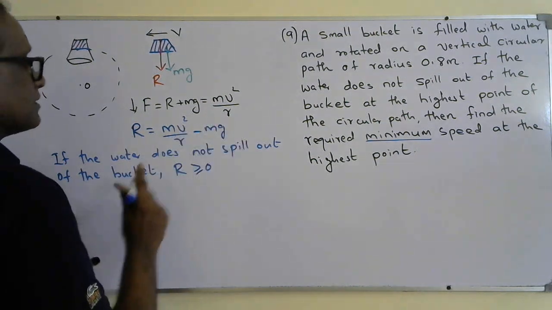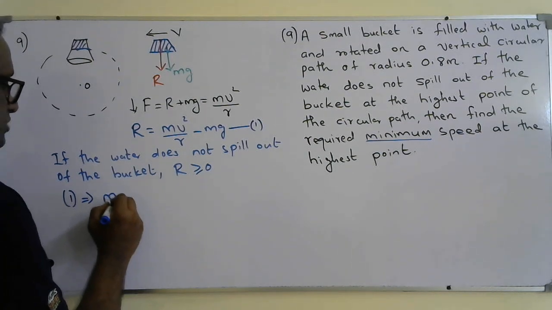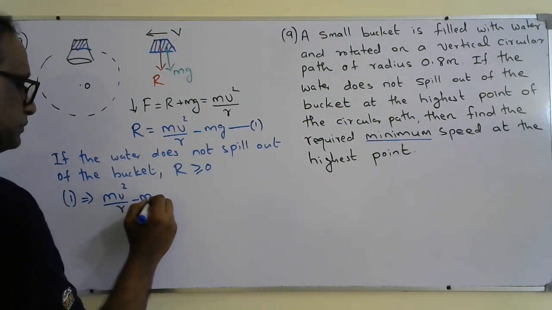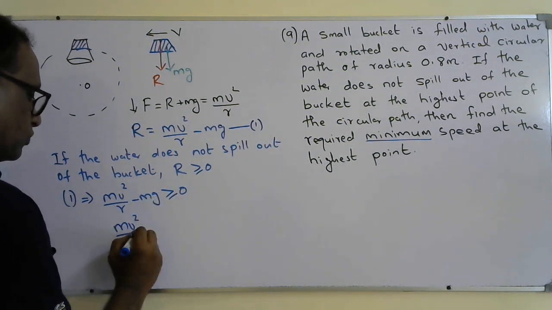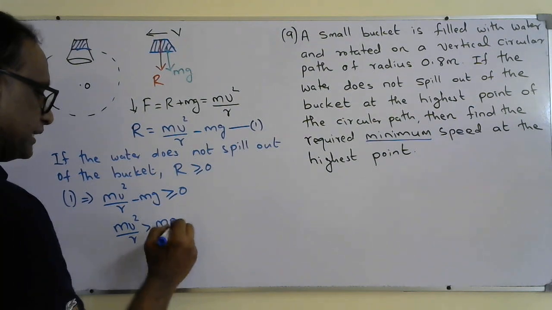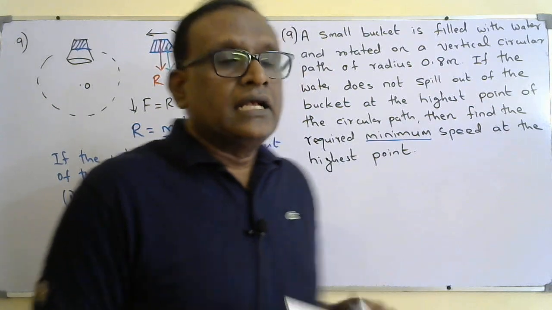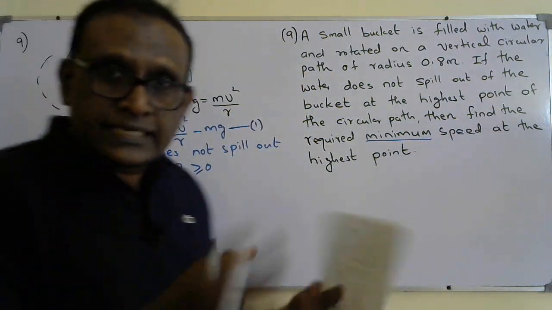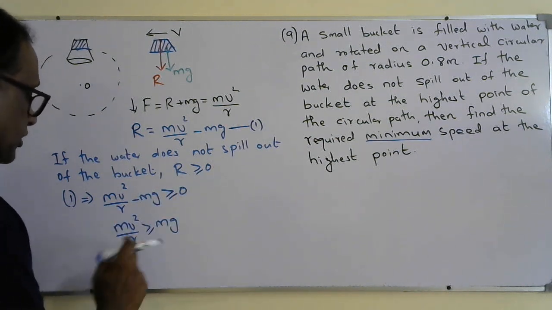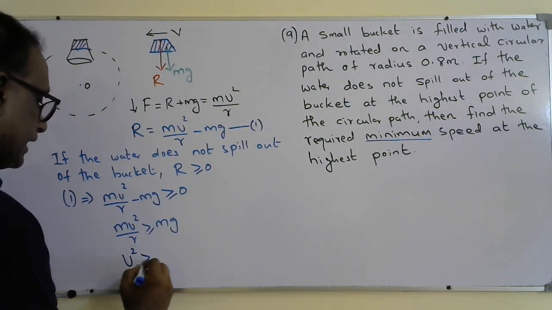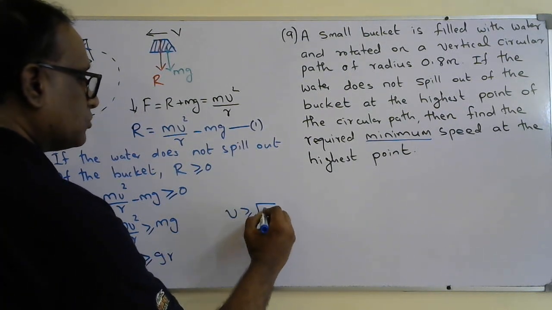Use that condition here. So if I consider equation 1, we can say mv squared over r minus mg must be greater than or equal to 0. That means mv squared over r should be greater than or equal to mg. The m on both sides can be cancelled because m is a positive quantity, so it won't change the inequality, and r is positive. So v squared must be greater than or equal to gr. That means v should be greater than or equal to the square root of gr.